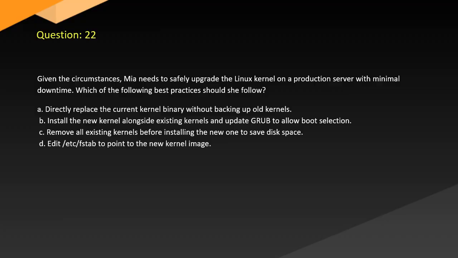Question 22. Given the circumstances, Mia needs to safely upgrade the Linux kernel on a production server with minimal downtime. Which of the following best practices should she follow? A. Directly replace the current kernel binary without backing up old kernels. B. Install the new kernel alongside existing kernels and update GRUB to allow boot selection. C. Remove all existing kernels before installing the new one to save disk space. D. Edit fstab to point to the new kernel image.